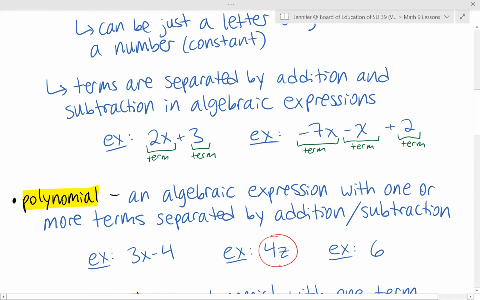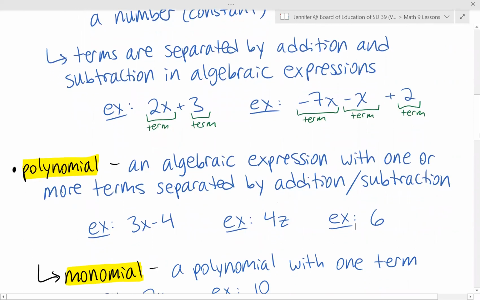4z, yes, this is only one term. So technically, it doesn't have any separation with addition or subtraction from other terms. But it's still a polynomial because it's just one term on its own. Remember, this definition says with one or more terms. Same argument goes for 6. Again, that's just a constant on its own, but it's still considered a polynomial.